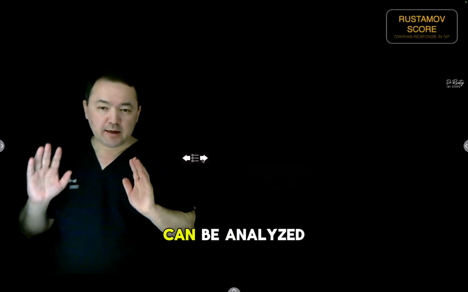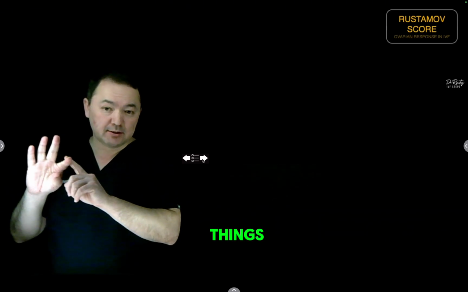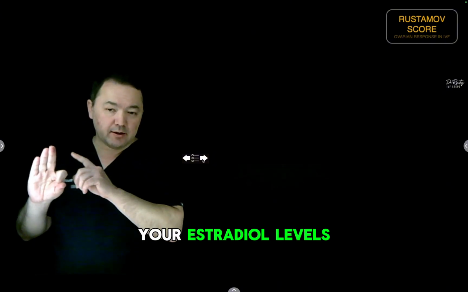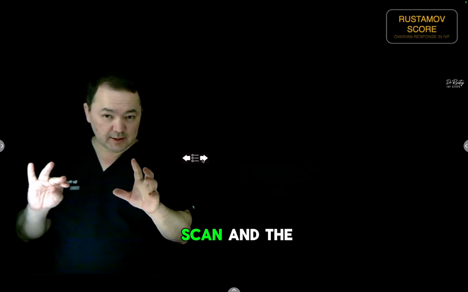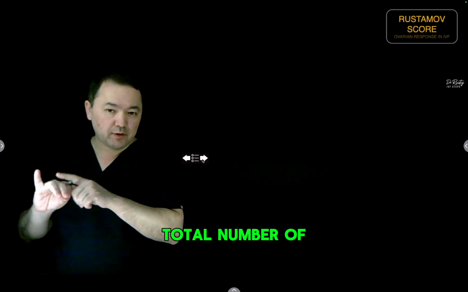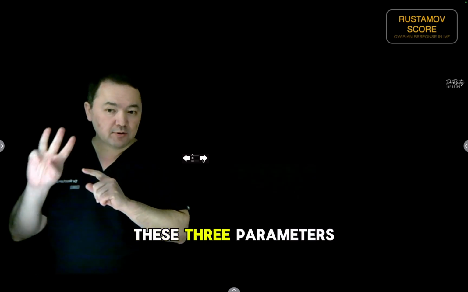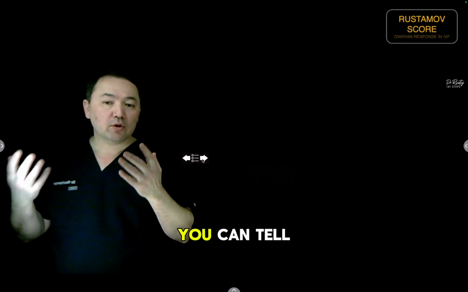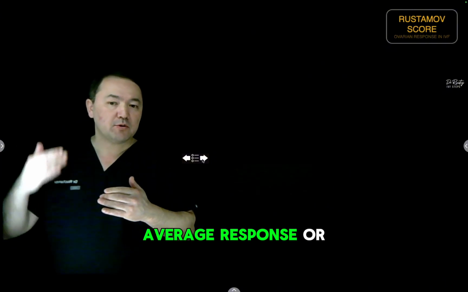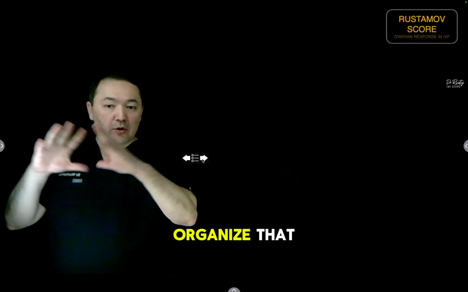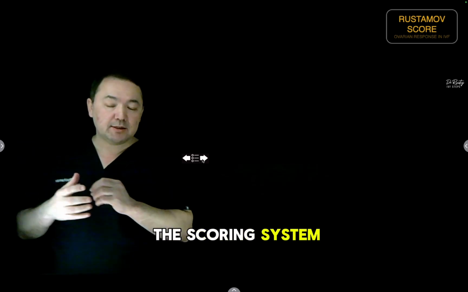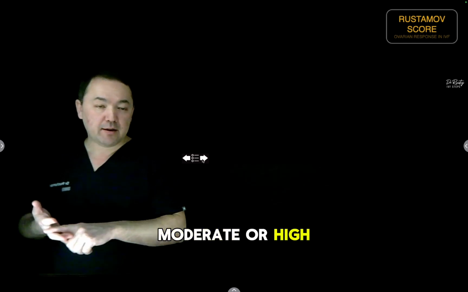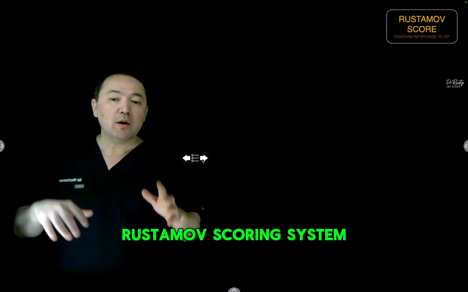Ovarian response can be analyzed by analyzing three things: your estradiol levels during the stimulation, how many mature follicles you saw on the ultrasound scan, and the third, how many total eggs you got after the egg collection. Looking at these three parameters, you can tell whether you had a low response, average response, or high response. In order to organize that, I have created a scoring system. You can use the scoring system and tell whether you had a low, moderate, or high response. That's called the Rustamov scoring system for analysis of ovarian response in IVF cycles.